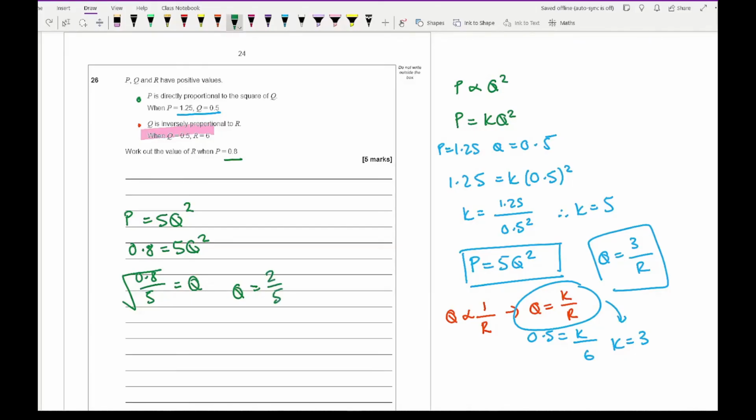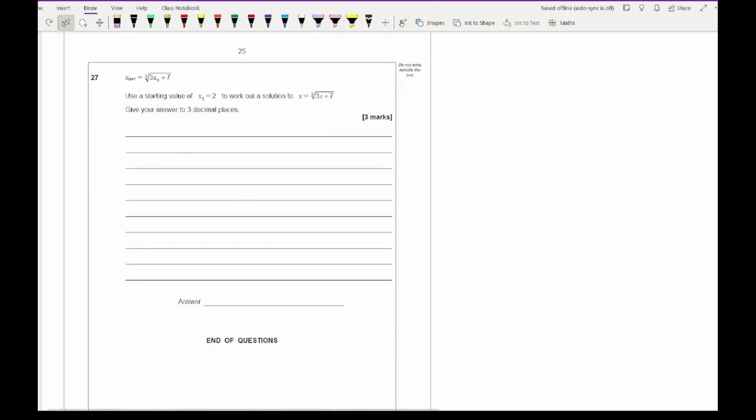And then from that Q value, I'm now going to use this second formula. So here I've got 2/5 equals 3 over R. And again, doing some rearranging, R is going to equal 3 divided by 2/5, which gives me an R value of 15 over 2. Now finally, moving on to our last question, which looks at iterative processes.